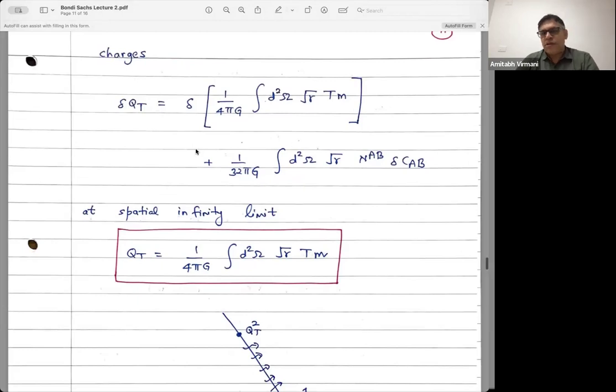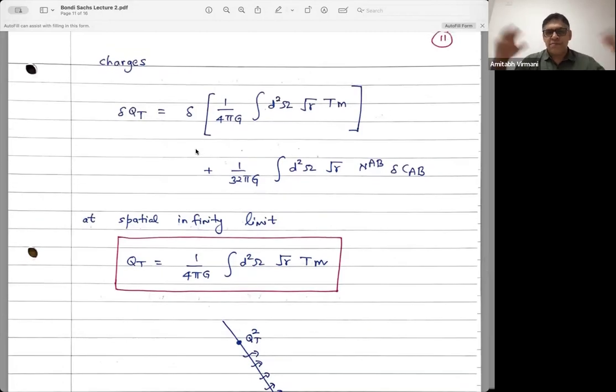Okay, so the charges in general relativity is a big subject in itself. I mean, one can give many lectures on this. I will just try to be very simple. So I will just say that the super translation charge Q of t, the first variation of that charge is given by first variation of this quantity. And then there is this term which cannot be written as delta being pulled out.